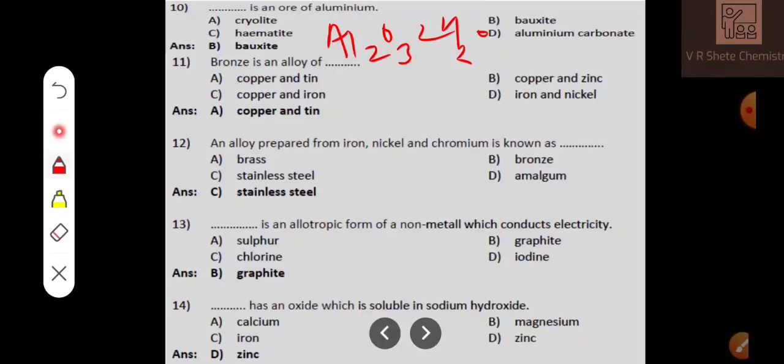Bronze is an alloy of copper and tin. So bronze can be made from copper and tin. Sn is the symbol for tin.